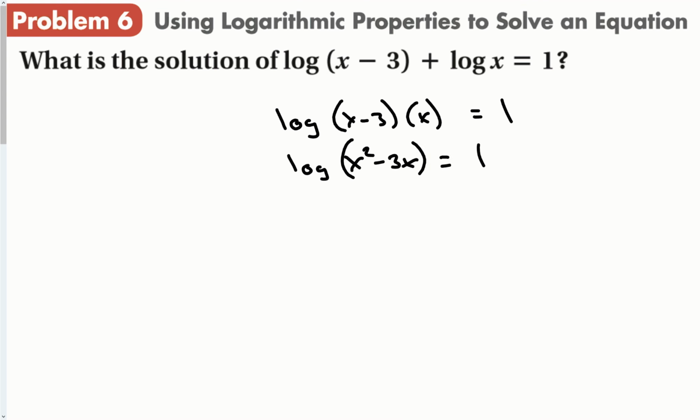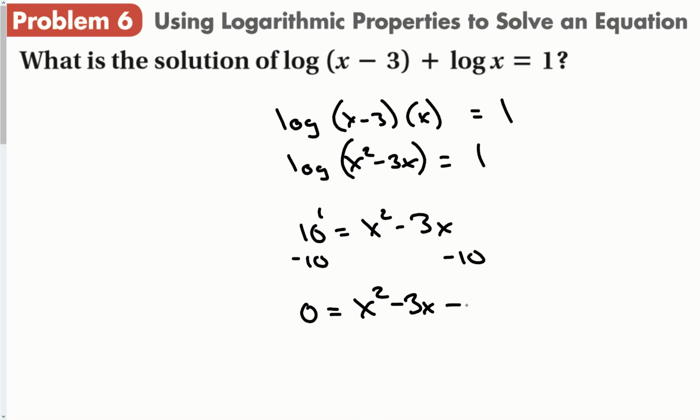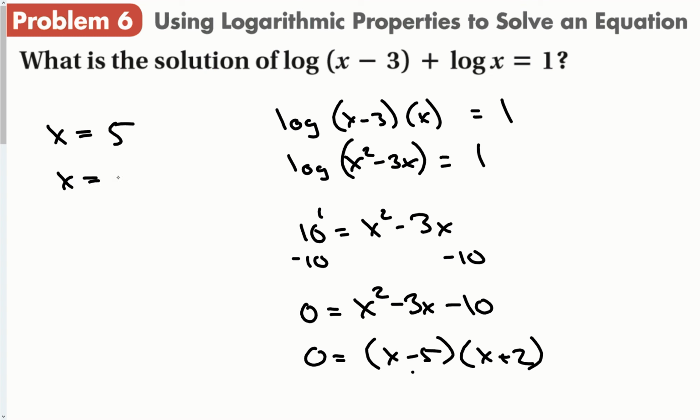I don't see a base. That means the base is 10. So it's 10 to the first power is equal to x squared minus 3x. I now have a quadratic, which means the best idea is to set it equal to 0 and use the zero product property in order to factor this. And it factors to x minus 5, x plus 2. Factoring doesn't go away, right? It's still how we're going to solve some of our problems. So x is equal to 5 and x is equal to negative 2.